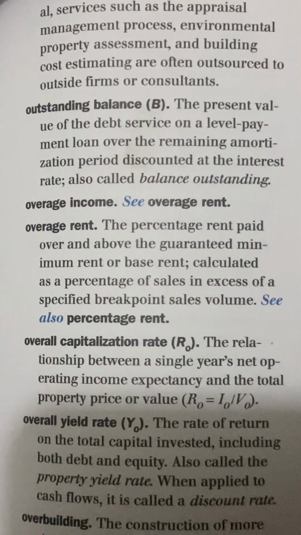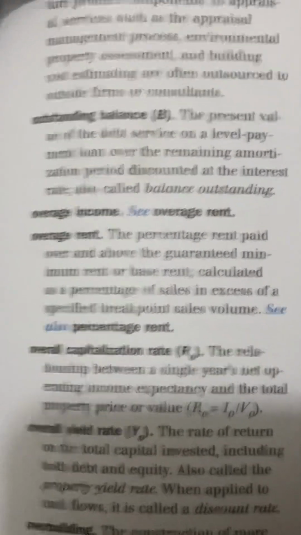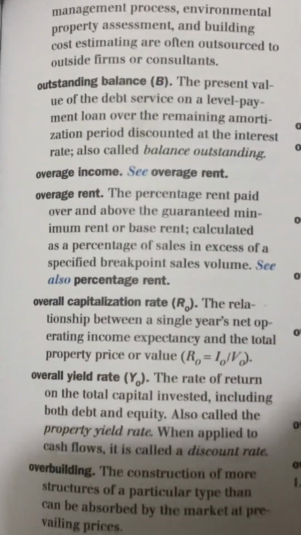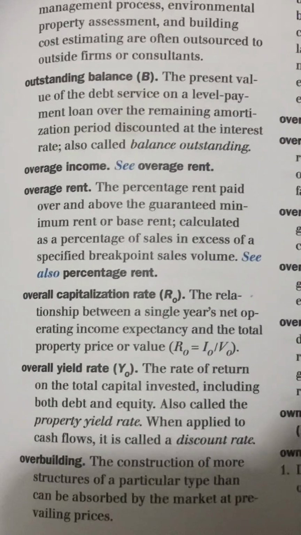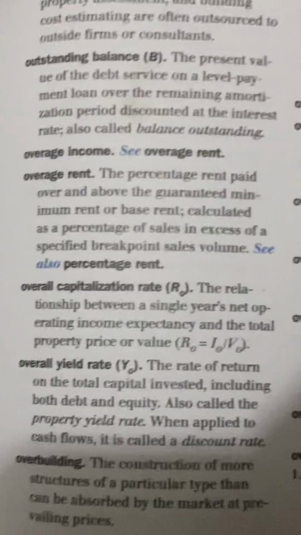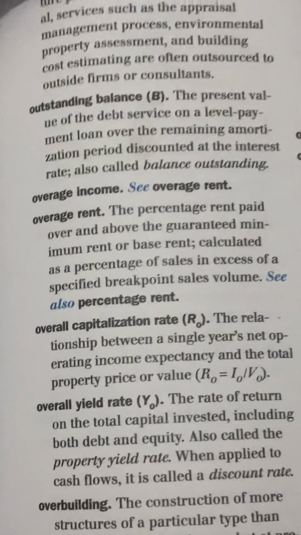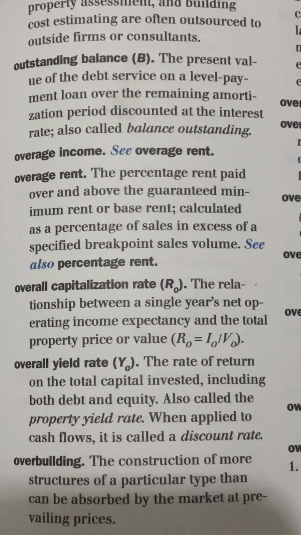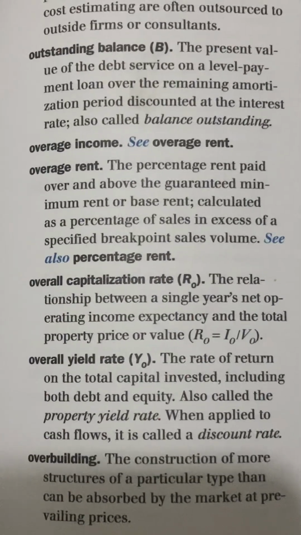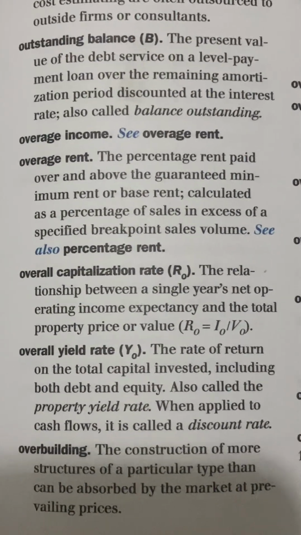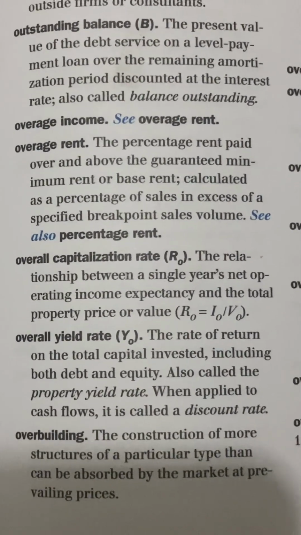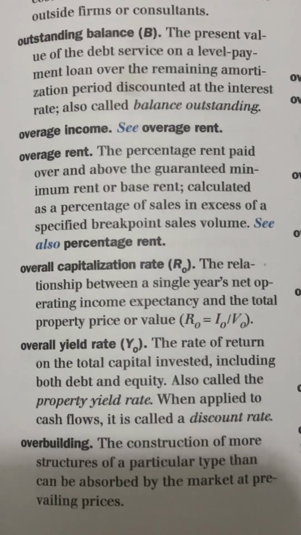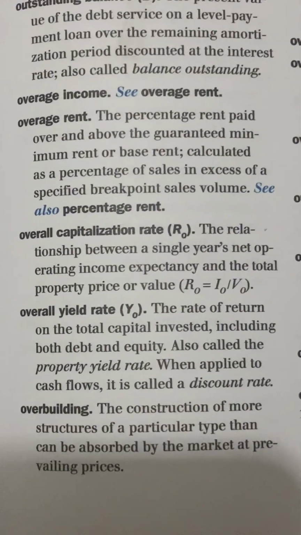Overage income. See overage rent. Overage rent. The percentage rent paid over and above the guaranteed minimum rent or base rent, calculated as a percentage of sales in excess of a specified breakpoint sales volume. See also percentage rent.